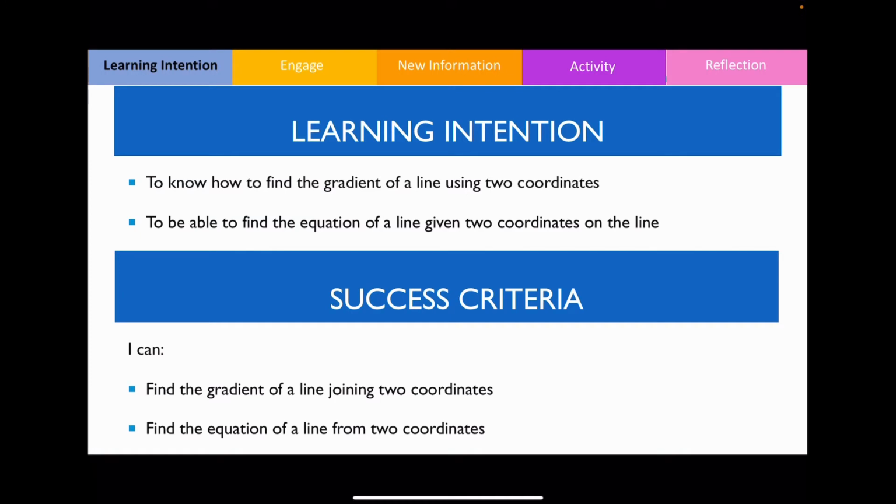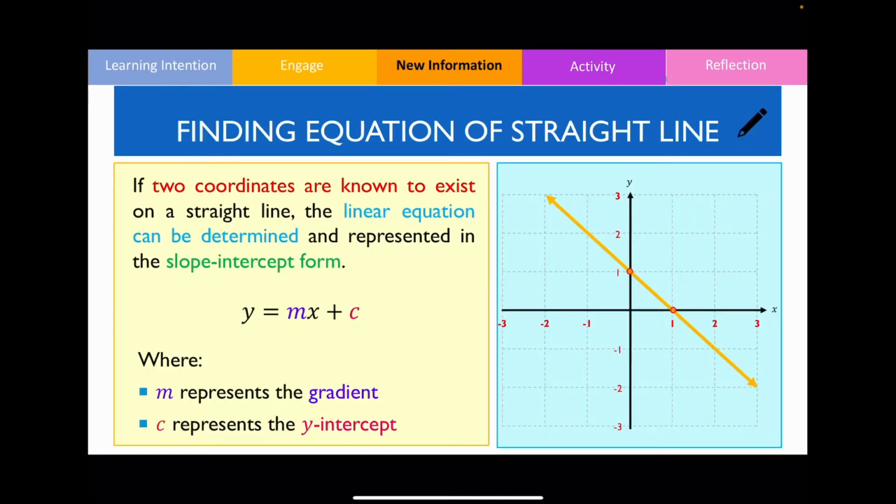The first thing that I want to do is quickly go over what is the general formula of a straight line. So the general formula of a straight line is given by the slope-intercept form, which is y is equal to mx plus c, where m represents the gradient of a straight line and c represents your y-intercept.